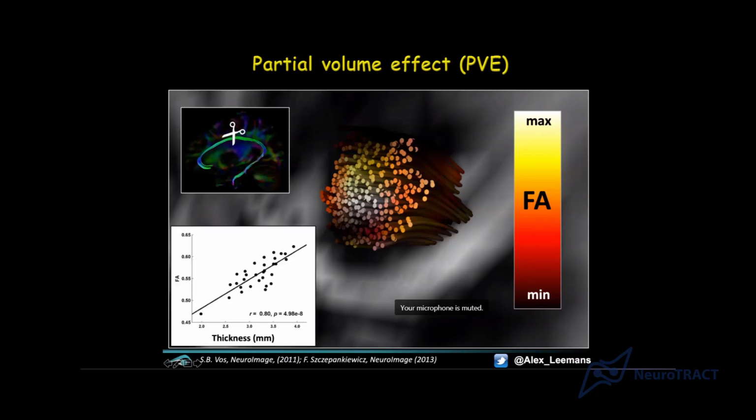Then we plotted the thickness of these fiber bundles and correlated them with the FA. The FA value, as you can see, was highly correlated with the thickness. So the thicker the fiber bundle, the higher the FA. By the way, every dot in this scatter plot is a different subject, and each time we cut the cingulum bundle in the mid-coronal section, where the scissors are shown. We do this for many subjects.